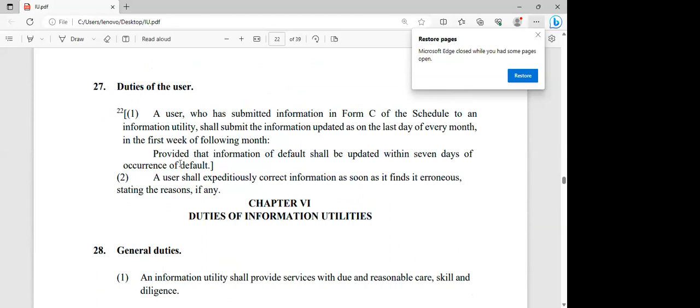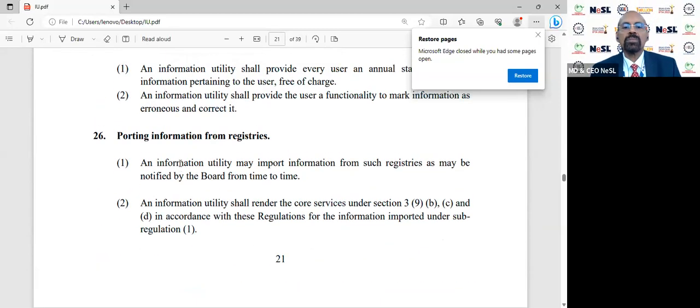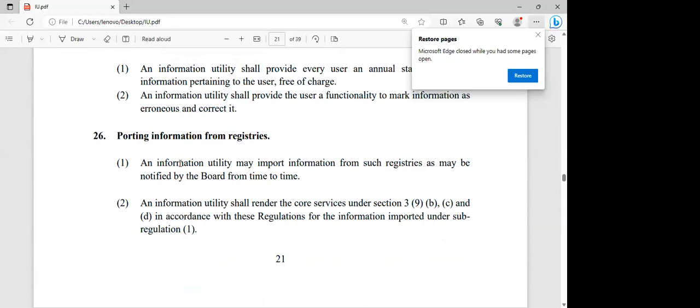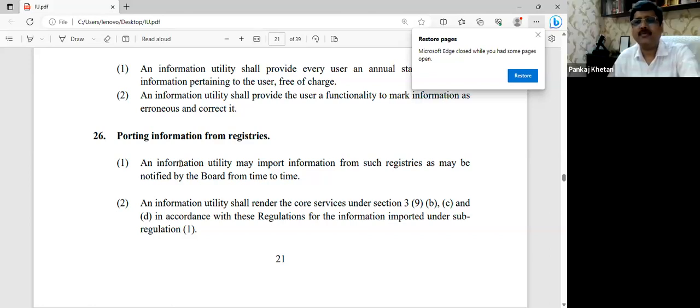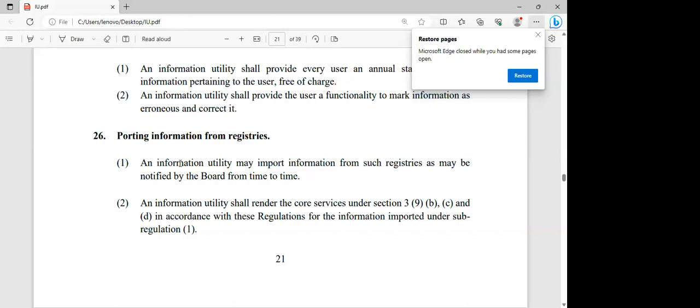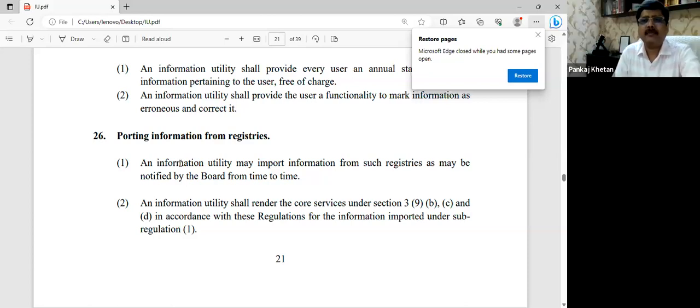You go to 26. Here it says that they may be notified by the board from time to time. So only they can request. But till date, sir, the board has not notified anyone, CERSAI or civil board. Yeah, they have not notified. So I think when the DRT matters come, then they will notify it at a later stage.